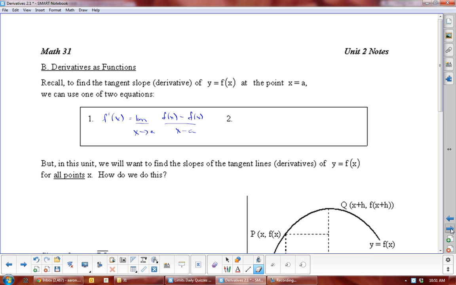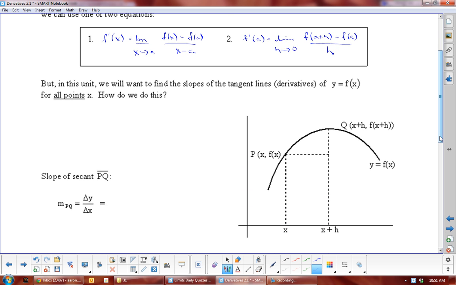Oh, f of x minus f of a over x minus a. And then the second one was f prime of a, or the derivative at a of f, is the limit as h goes to 0 of f of a plus h minus f of a all over h. Okay, these two will be the ones tested on Friday.